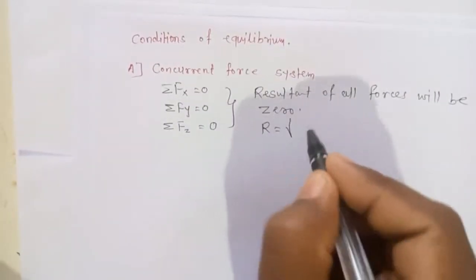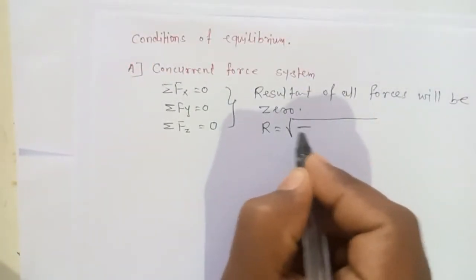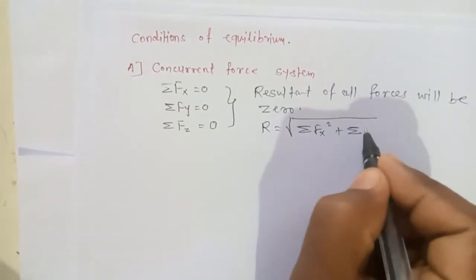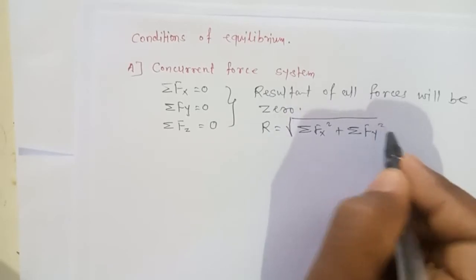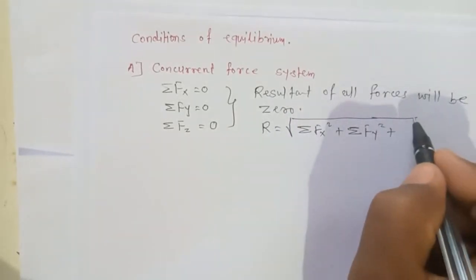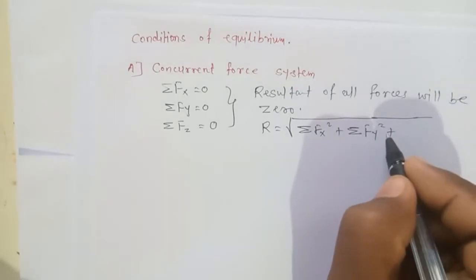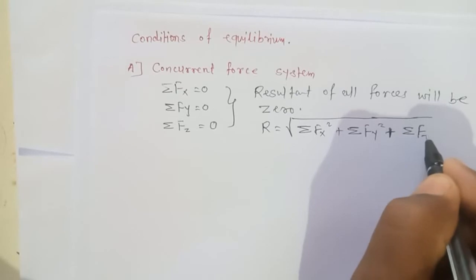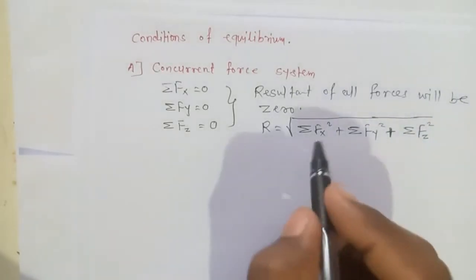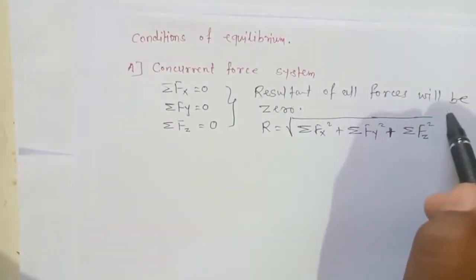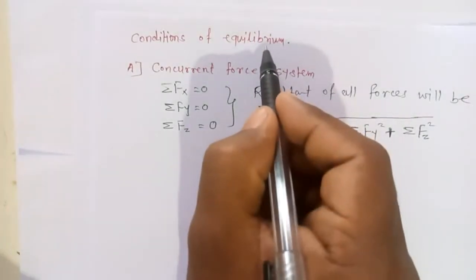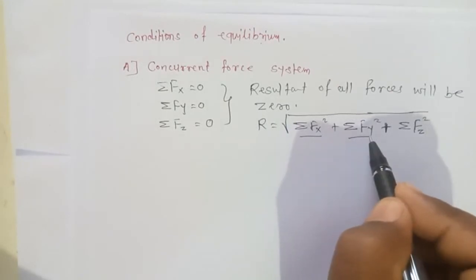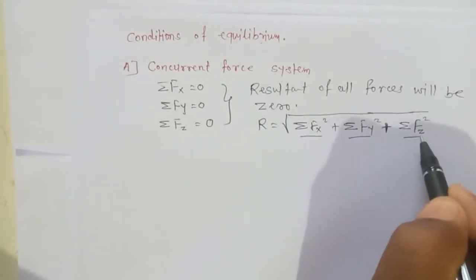Now you know the formula for resultant. R is equal to the square root of summation of Fx square plus summation of Fy square, plus, if there are forces acting in three different directions, then Fz has to be taken into consideration, summation of Fz square. Now if the resultant of all forces will be 0 for equilibrium, then ultimately summation Fx has to be 0, summation Fy has to be 0, and summation Fz has to be 0.